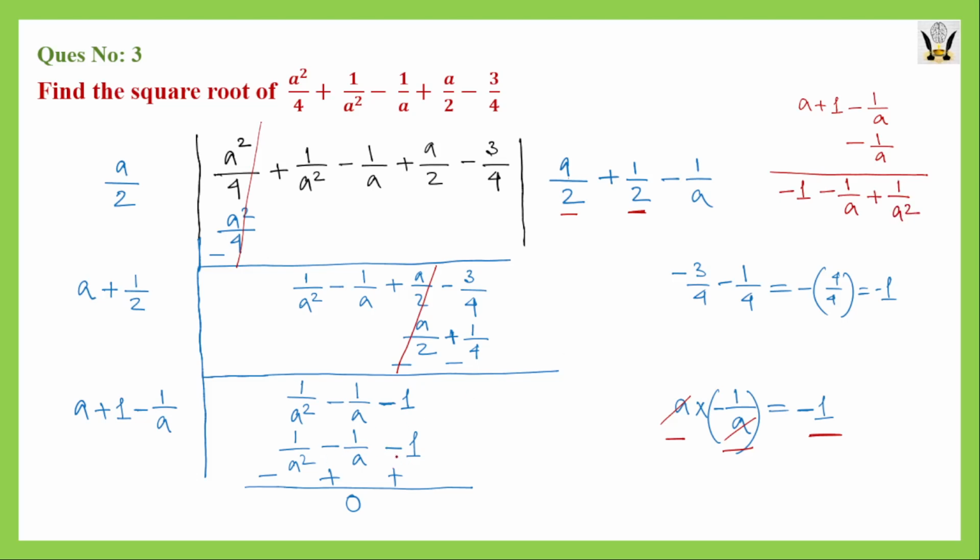So we have rearranged the terms, and now the change of sign. So minus 1, here it will be plus 1, they will cancel each other. Minus 1 by a plus 1 by a will cancel each other. Then minus 1 by a square, and it is plus 1 by a square, so they will cancel each other. And finally there will be nothing left, so remainder will be 0.